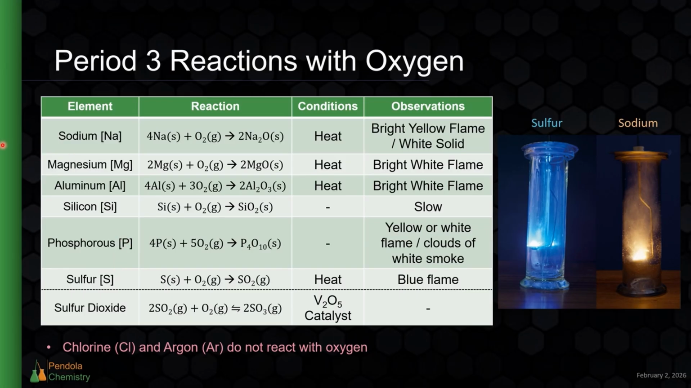One of the main dividing factors between the different types of chemical reactions we see here in this chapter is going to be the types of elements that we're looking at. Sodium, magnesium, and aluminum are all metals.